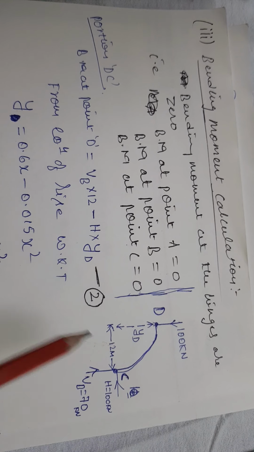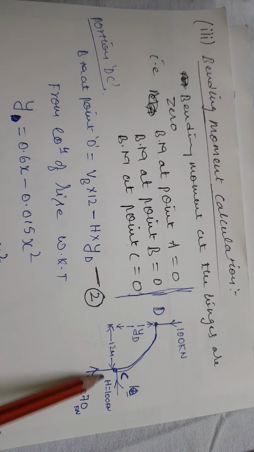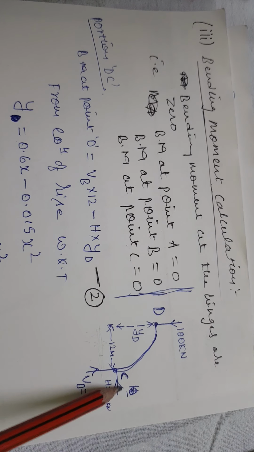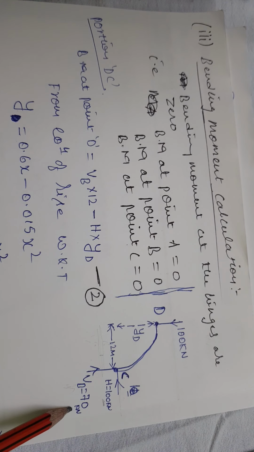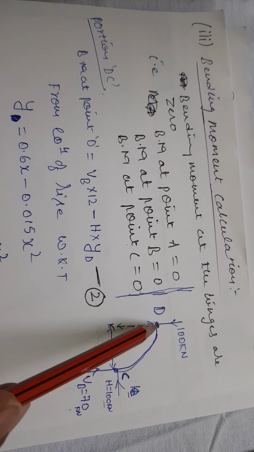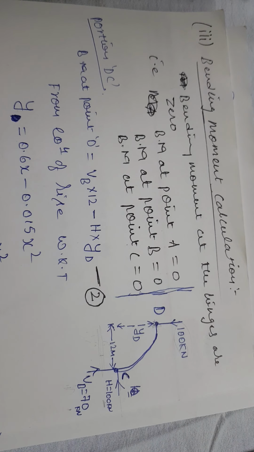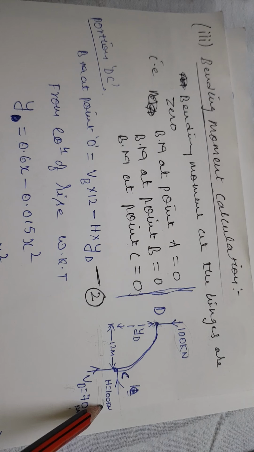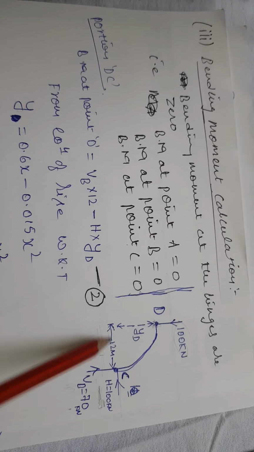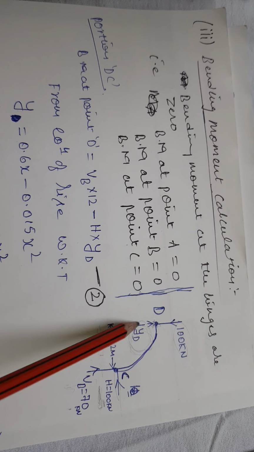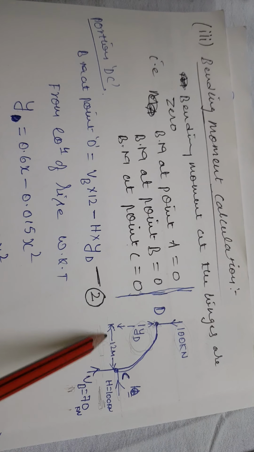The vertical distance I am considering as YD, and the horizontal distance is given, it is 12 meter, and we know the horizontal force is 100 kilonewton, that is H, and we know VB is 70 kilonewton. Bending moment with respect to point D: the 100 kilonewton is acting at point D, so no perpendicular distance, it becomes 0. The horizontal force you consider as negative, 100 multiplied by its perpendicular distance YD, or you can say Y. And VB for this perpendicular distance will be 12 meter.